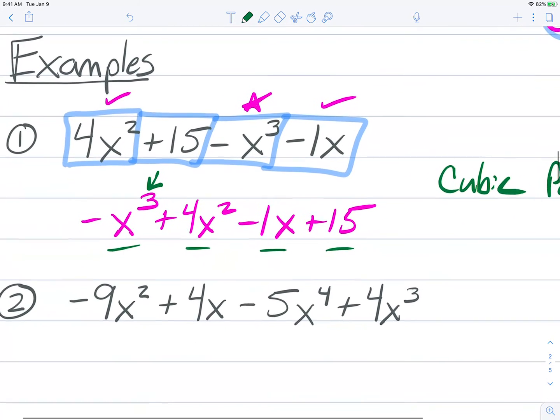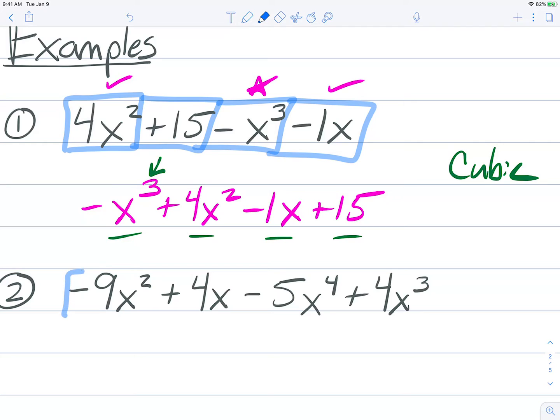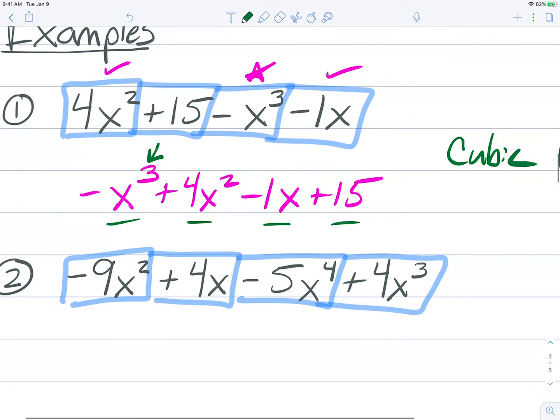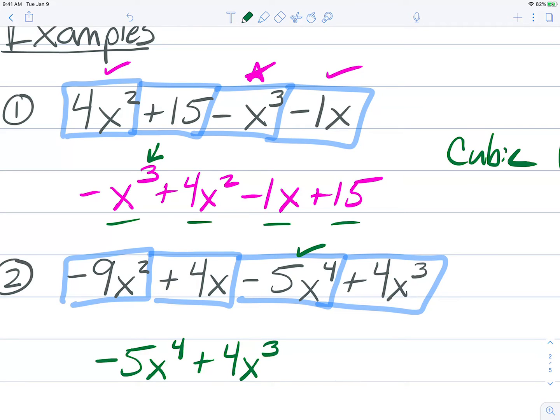So let's try this next one. Currently, there are 1, 2, 3, 4 terms. None of the exponents match, so we cannot combine like terms. If I look at the highest exponent, it would be the x to the 4th, so I'm going to write negative 5x to the 4th first, so that one is done. My next highest exponent is a plus 4x cubed because 3 is the next number, then a negative 9x squared, and then a plus 4x.